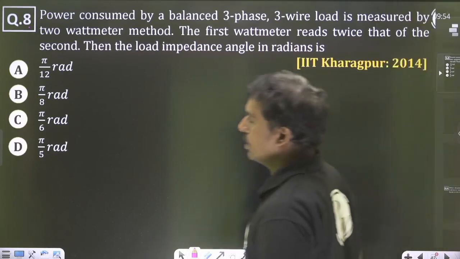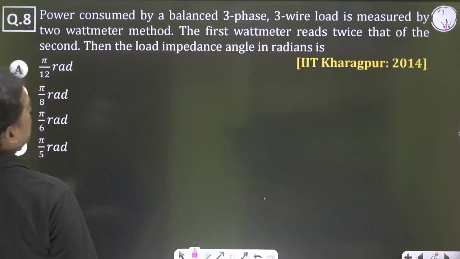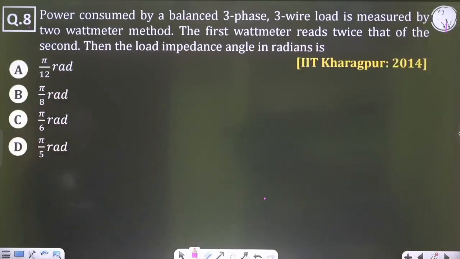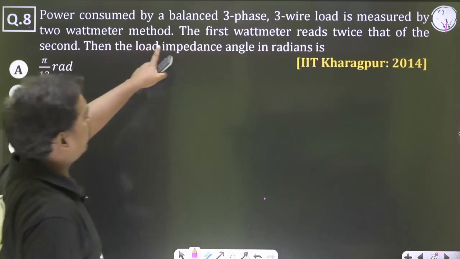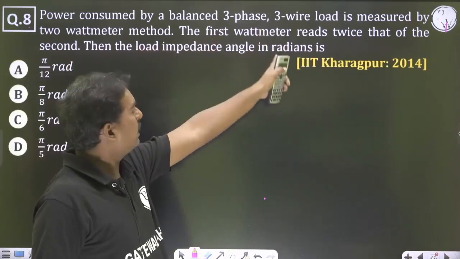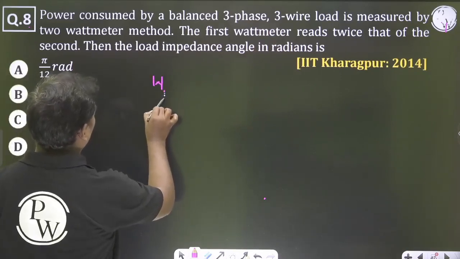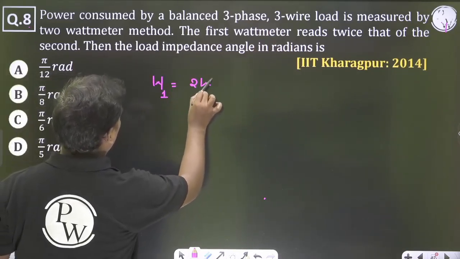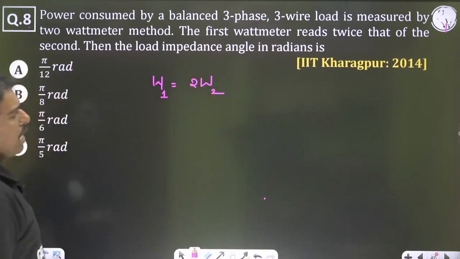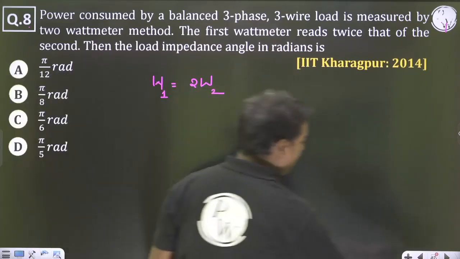Question number 8. Power consumed by a balanced 3-phase 3-wire load is measured by the 2 wattmeter method. The first wattmeter reads twice that of the second. So W1 reads twice of the other. Then the load impedance angle in radians is dash. That is the power factor angle.